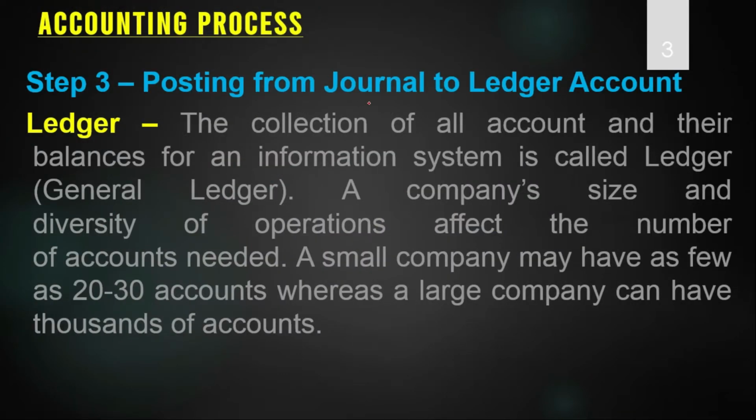First of all, we shall see how to post from journal to ledger. What is a ledger? A ledger is the collection of all accounts and their balances for an information system. So a collection of all the accounts at one place is called a ledger. A ledger is a book of accounts where we keep all the accounts. The number of accounts needed depends upon the company's size and diversity of operation. If the company is small, it can have about 20 to 30 accounts, but if the company is very big and has many operations, there can be thousands of accounts in the ledger. So depending upon the size and diversity, the number of accounts will vary.